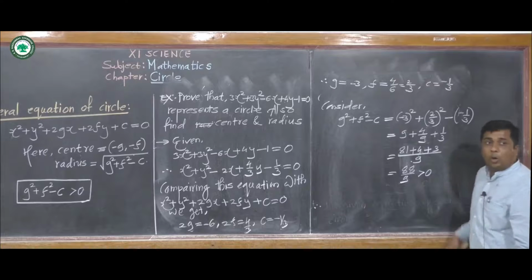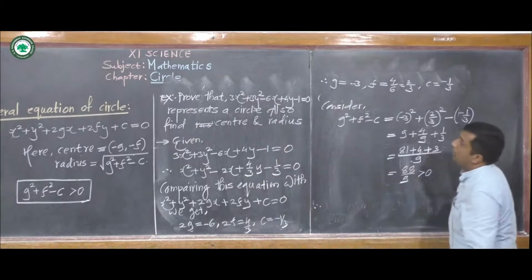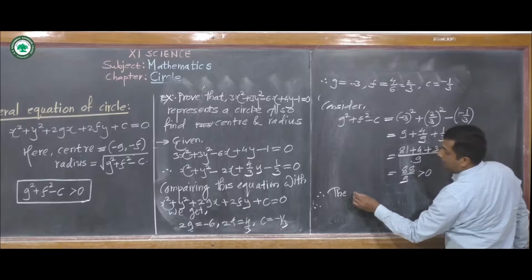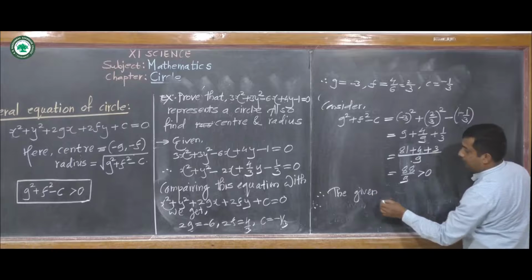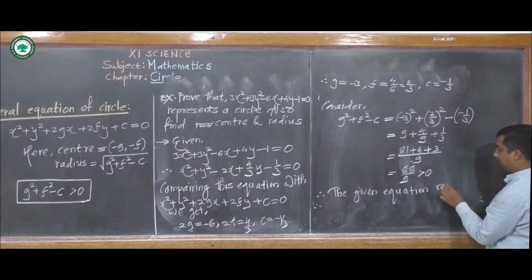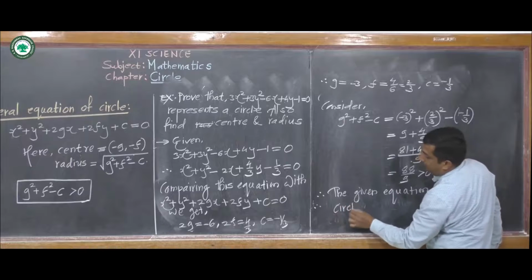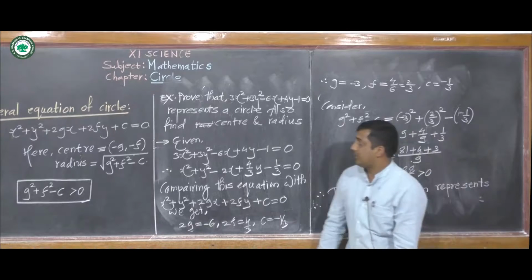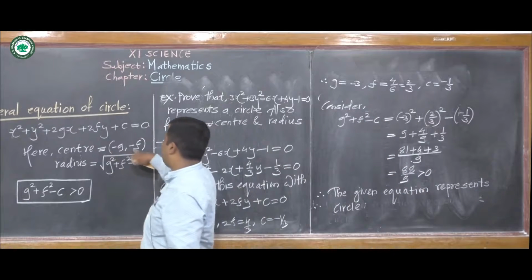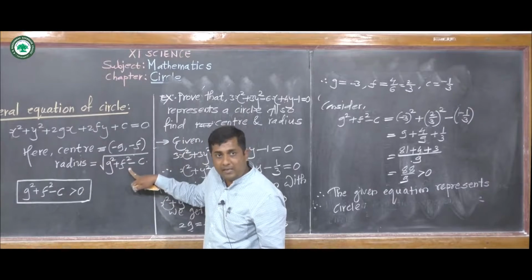If it is greater than 0, then the given equation represents the circle. So we prove the given equation represents a circle. Therefore, the given equation represents a circle. Now next, we have to find the center and radius. To find the center we consider minus g, minus f, and to find the radius we consider square root of g square plus f square minus c.